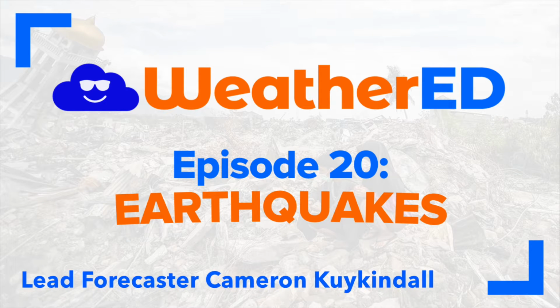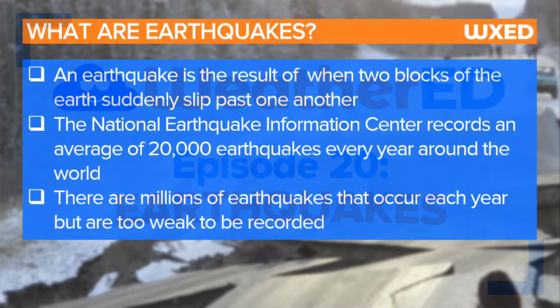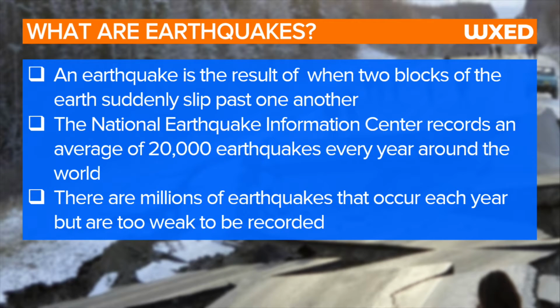Today we're going to be talking about earthquakes. Let's start off with defining what are earthquakes. An earthquake is the result of when two blocks of the earth suddenly slip past one another. The National Earthquake Information Center records an average of 20,000 earthquakes every year around the world. And there are millions of earthquakes that occur each year, but are too weak to be recorded.